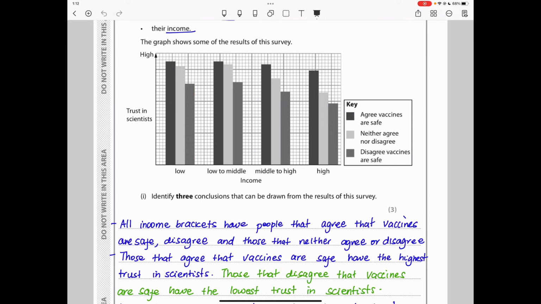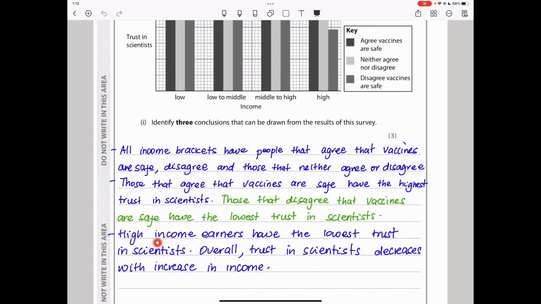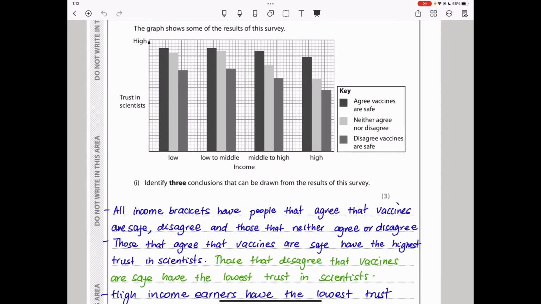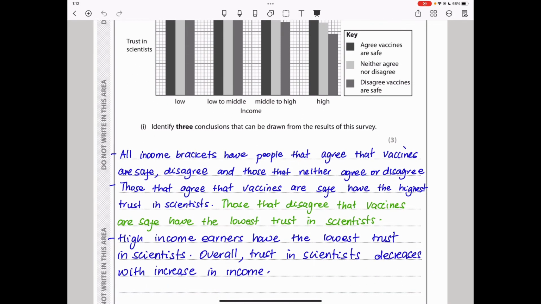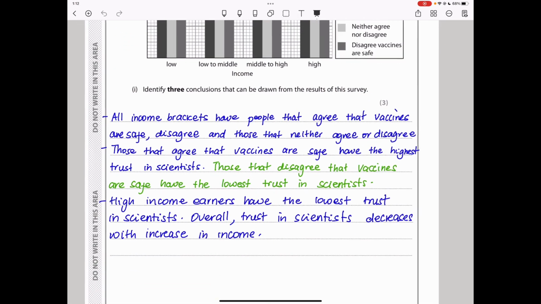you can see overall. And then the next part I said high income earners have the lowest trust in scientists, because you can see for most of their results, the high income earners, their vertical axis is the lowest. Whether for those agreeing that vaccines are safe, they don't trust scientists as much. Whether those that neither agree nor disagree, they do not trust scientists as much. And those that disagree that vaccines are safe, their trust in scientists is lower in comparison to the other groups. So those are the 3 conclusions that I drew from here. I will go to the next part.